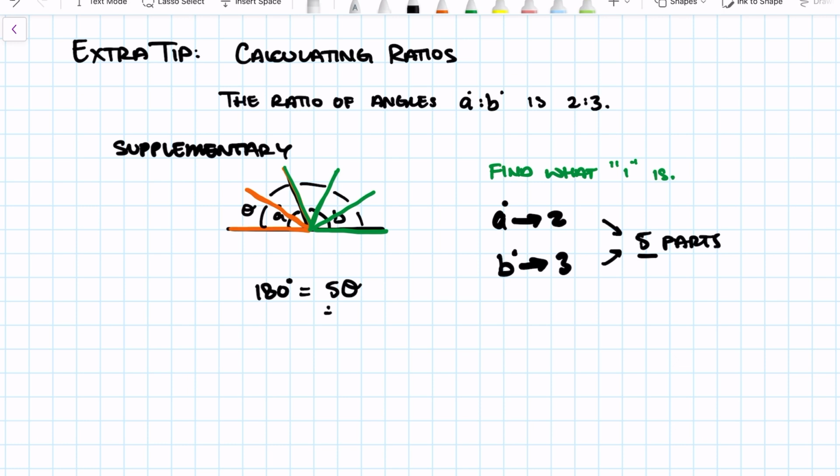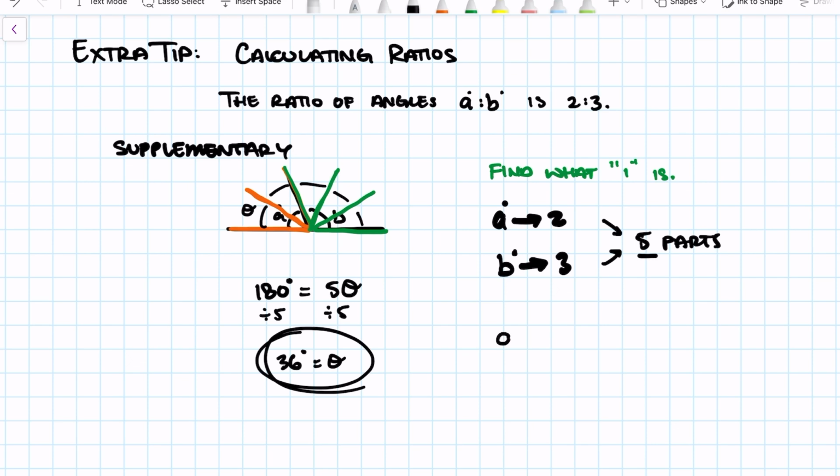So then if we do a little bit of algebra, and we divide both sides by 5, then you should be left with, I believe, 36. So 36 degrees is equal to each one of those little parts. Now this is valuable information. This makes life a little bit easier for us because now we get to just plug the numbers in to solve what A and B are.